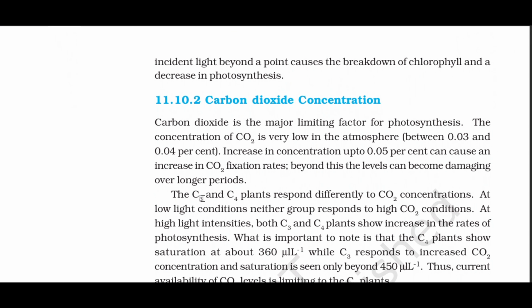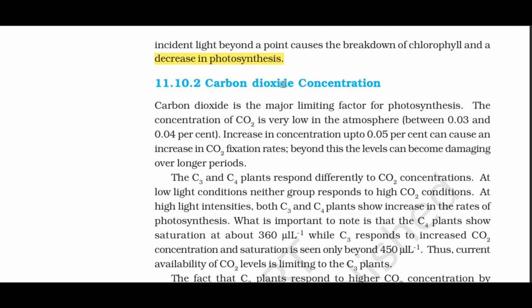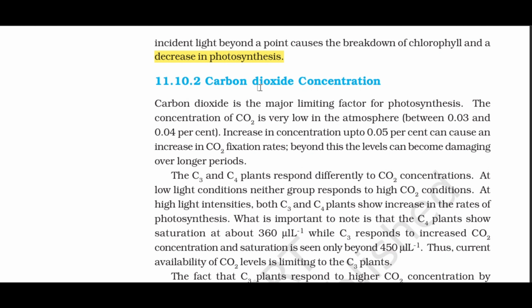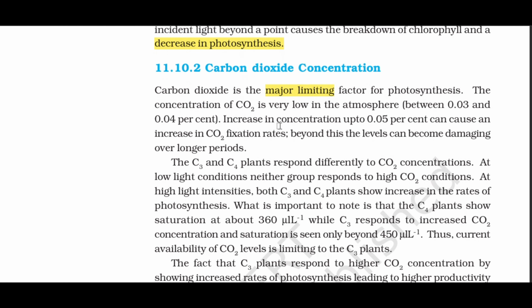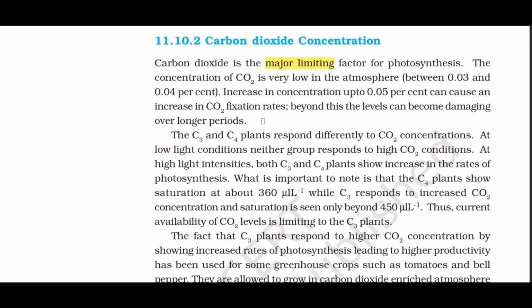Carbon dioxide concentration. Carbon dioxide is the major limiting factor for photosynthesis. The concentration of CO2 is very low in the atmosphere, between 0.03 and 0.04%. Increase in concentration up to 0.05% can cause an increase in CO2 fixation rates. Beyond this, the levels can become damaging over longer periods.